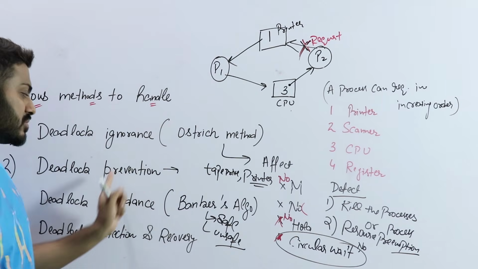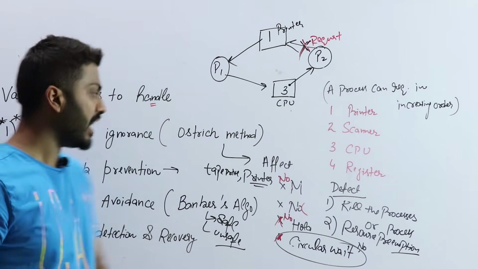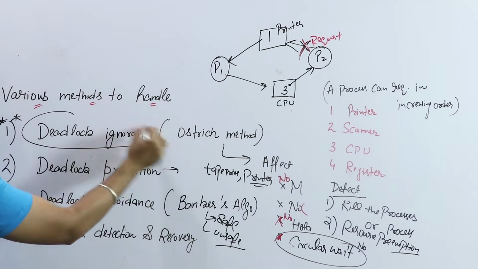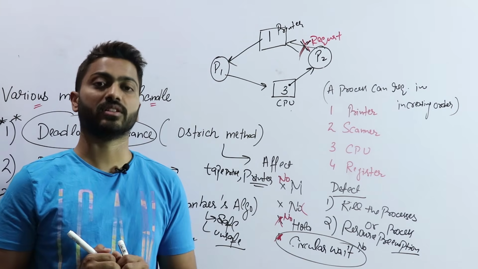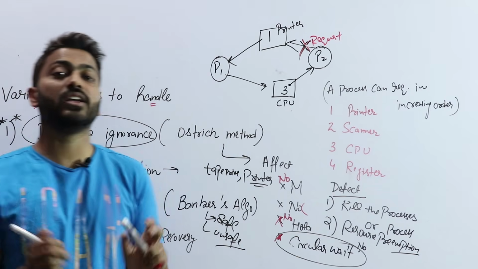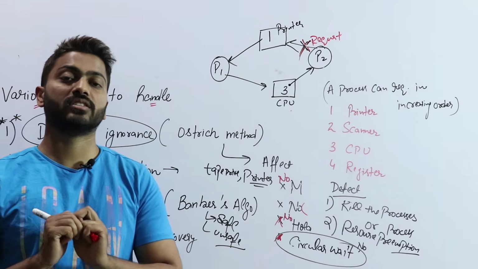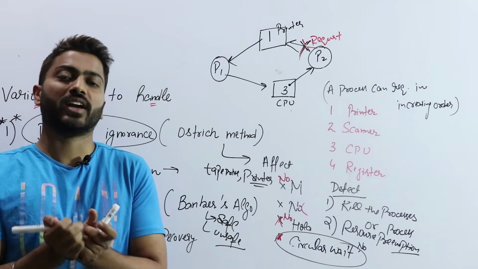One is ignorance, prevention, deadlock avoidance, and detection and recovery. And you will be shocked to know that the method used in real life implementation is deadlock ignorance. Although other methods are also implemented, this is the most widely used method, that is just the deadlock ignorance. So this is all about the various methods to handle the deadlock.